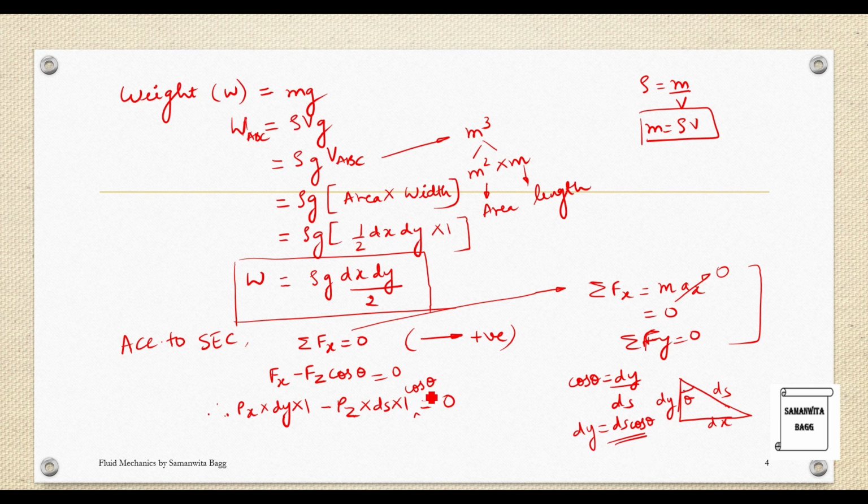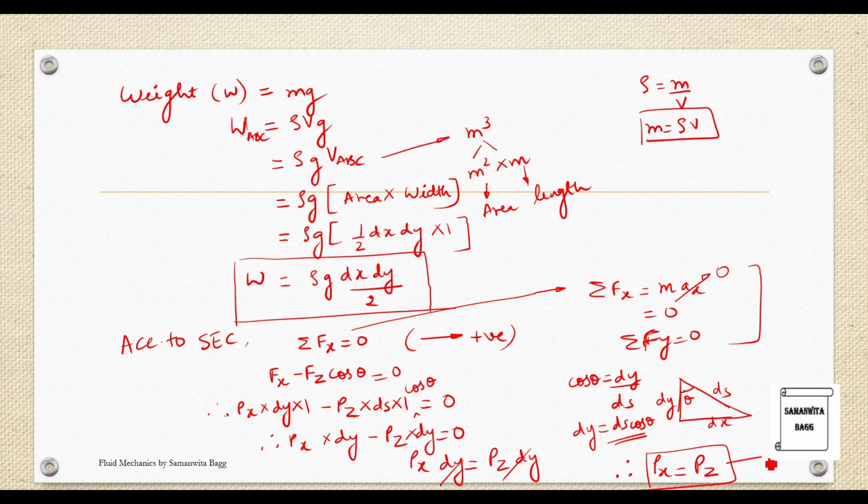That is what I can substitute here, and I get therefore Px into dy minus Pz into dy is equal to 0. Now if I resolve, this is Px dy is equal to Pz into dy. Now dy can be cancelled on both sides because it is not equal to 0. So therefore, can I say Px is equal to Pz from this resolution? And I can mark this as equation 1. This weight term you can mark as A because this is what I'm going to use now.